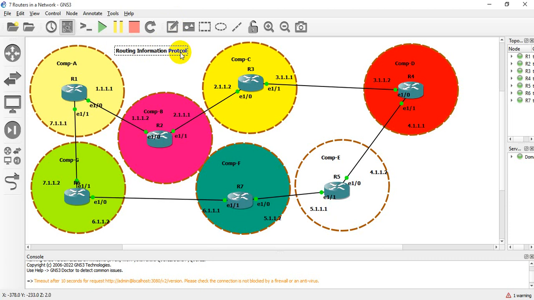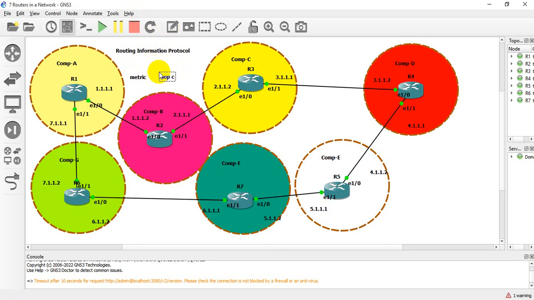You know who chooses the best path? This protocol chooses the best path, which is known as routing information protocol. Why this protocol? It selects the best path automatically by metric. So what is the metric? Metric means the criteria for choosing a best path in a protocol. So the metric in this protocol is known as hop count.